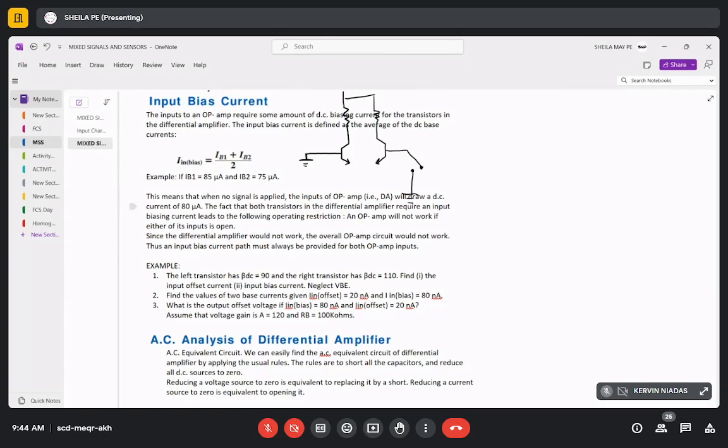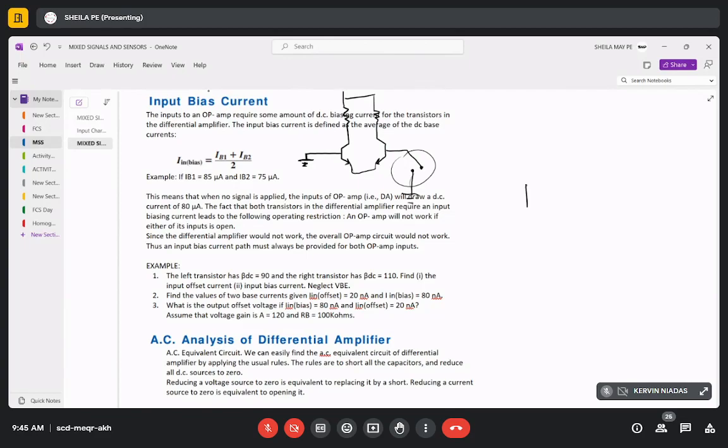Understand, that's an open input. The other one is an input but directly connected to our ground. So that's zero. This one is an open. When that line is open, an op-amp will not work. Even if only one input is open, the op-amp will not work. Since the differential amplifier will not work, the overall op-amp circuit would not work. Thus, an input bias current path must always be provided for both operational amplifier inputs.